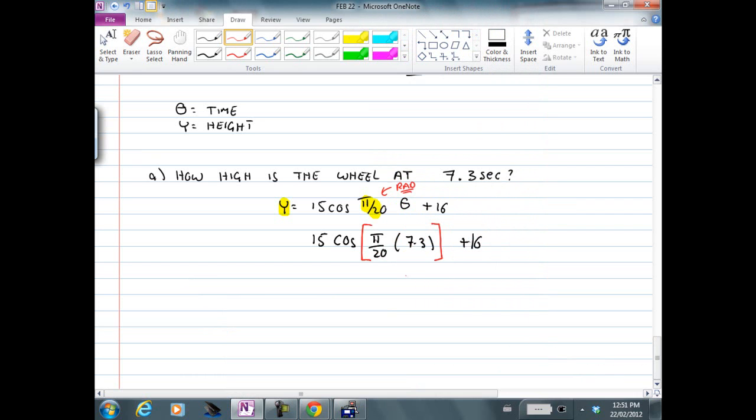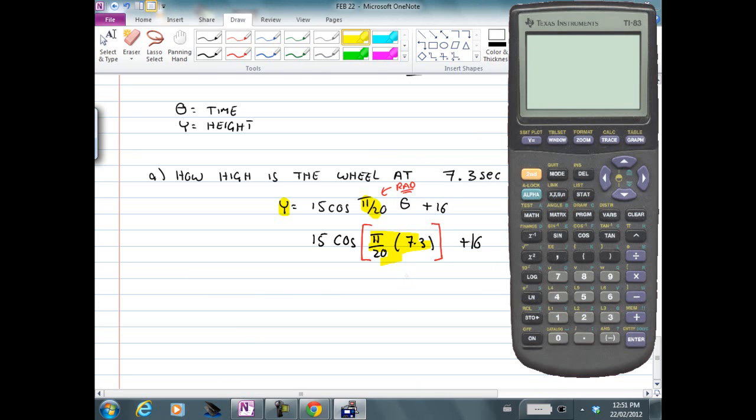So I go 7.3 times pi, okay, divided by 20. I want to figure out what it is, because I'm cosing the whole entire thing. 1.1466. So now I'm going to press the cos button, because I'm going to cos it. Cos that number, 1.14668. And again, I try to use as many decimal places as I can to make my answer more accurate. Now I hit enter, because I wanted to hit what cos it is.